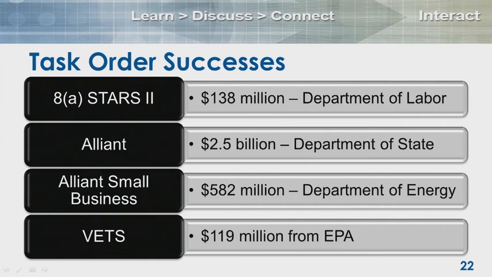Alliant Small Business has the big one, $582 million with the Department of Energy, and $119 million on VETS from EPA. So these are just ones that I pulled out, the sizable ones when I took a look last night. So if you've got a sizable requirement, it may come out that one of the small businesses isn't appropriate for it. You might take it over to my friend JJ here in the Alliant group. But there's pretty good possibility that a small business can do it too if you give it a fair shake, a fair opportunity. And we can help you with that.